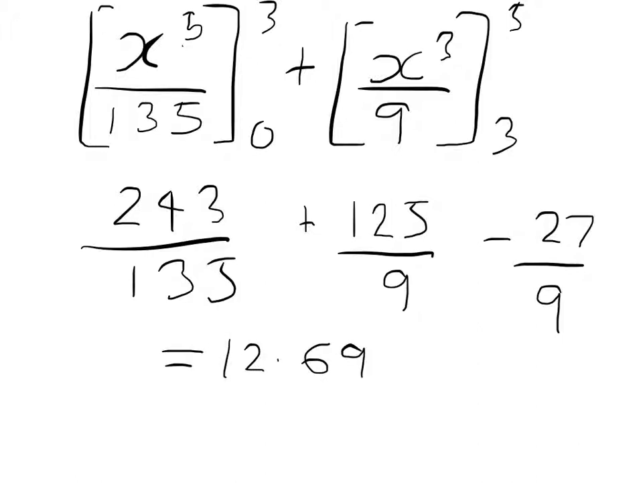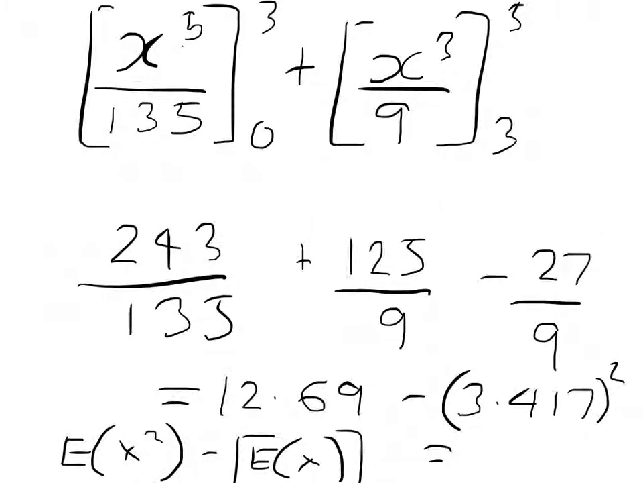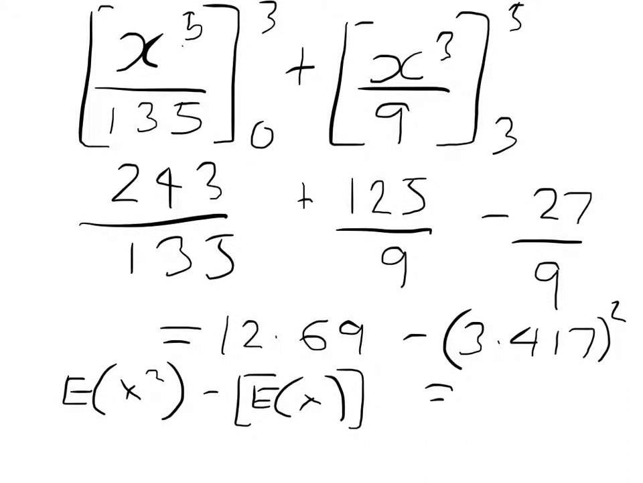Now that's the E of x squared part. We remember we've got to subtract to get the variance E of x all squared, and that is 3.417 squared. So we'll finally finish that off again with the calculator, giving us a final answer to 2 decimal places of 1.01.